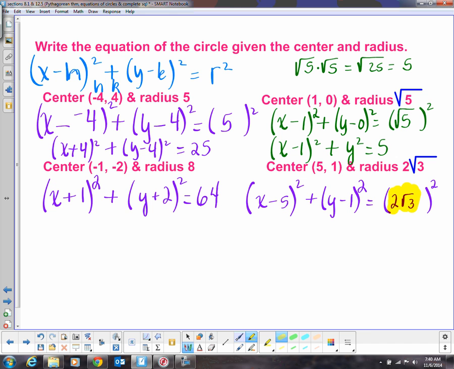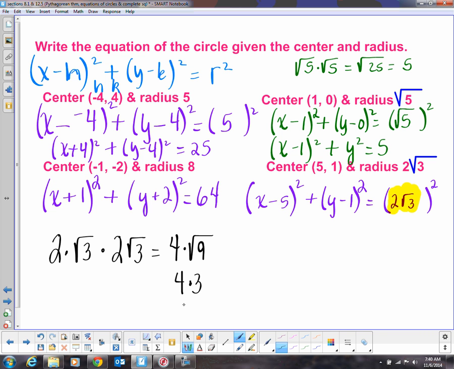What does square mean? It means not times it by 2, but it's multiplied by its what? Self. All right, when you do this, you're going to multiply the whole part times the whole part. What's 2 times 2? 4. Then you're going to multiply the square root times the square root. What's 3 times 3? 9. What's the square root of 9? 3. What's 4 times 3? 12. So this becomes x minus 5 squared plus y minus 1 squared equals 12.